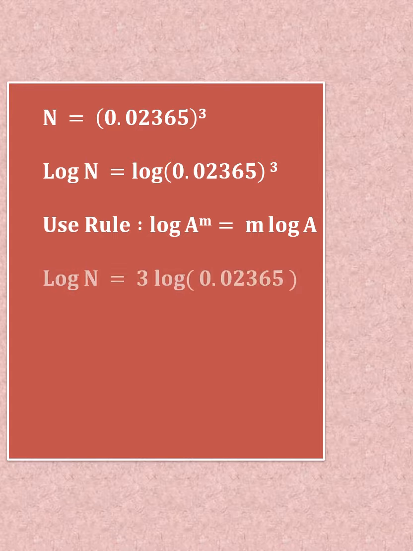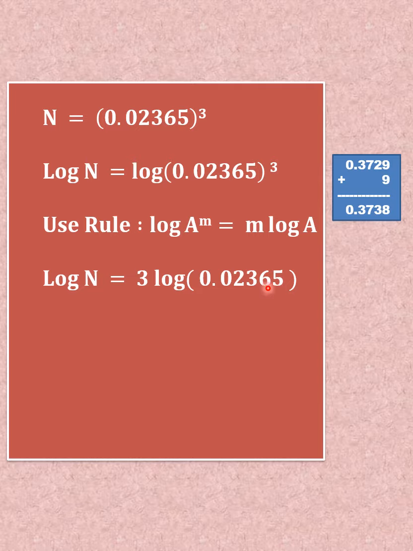Now by taking the log and applying the rule, the power 3 gets multiplied to the given number, so 3 log of 0.02365. In the next step, find out the value of log. So to find the value of log of 0.02365, we have to find 23, 6 and 5.